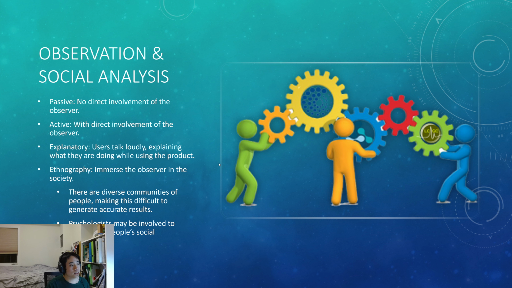Explanatory, you have the users talk loudly about what they're doing, like providing gaming commentary on Twitch. And finally, you have ethnography, where you immerse the observer in society. This might be a bit more difficult because nowadays our communities are really diverse and they come from many different backgrounds. So if you need to really do this, do involve maybe psychologists to make sure that the social requirements being analyzed are understood.